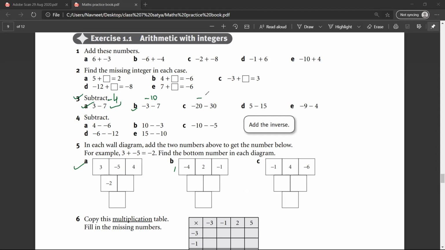Minus 50. Shabash. Minus 10. Shabash. Minus 13. Shabash. Fourth question. 10. Very nice. 13. Shabash. Minus 5. -10 plus 5 is -5. Perfect. D part.